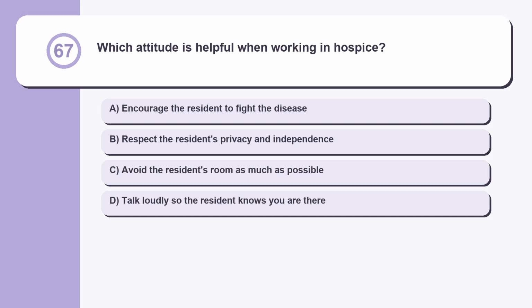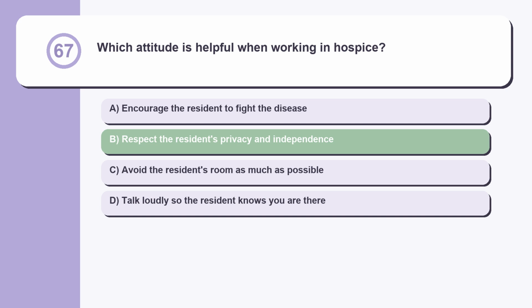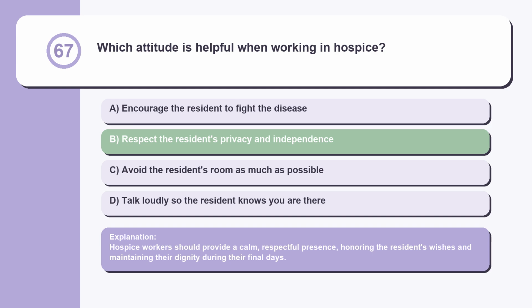Question 67. Which attitude is helpful when working in hospice? Encourage the resident to fight the disease. Respect the resident's privacy and independence. Avoid the resident's room as much as possible. Talk loudly so the resident knows you are there. Hospice workers should provide a calm, respectful presence, honoring the resident's wishes and maintaining their dignity during their final days.